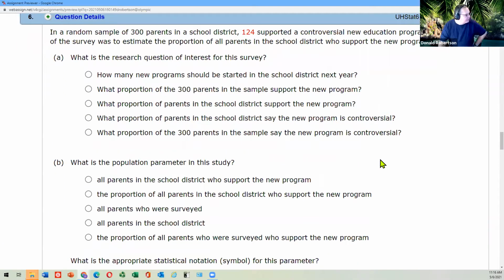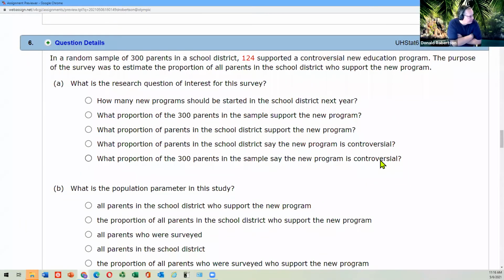A different type of question here. Here's our story. In a random sample of 300 parents in a school district, 124 of them supported a controversial new education program. The purpose of the survey was to estimate the proportion of all the parents in that school district. So they kind of wanted to get a feel for what did everybody think, right? Which is pretty common for these types of questions.